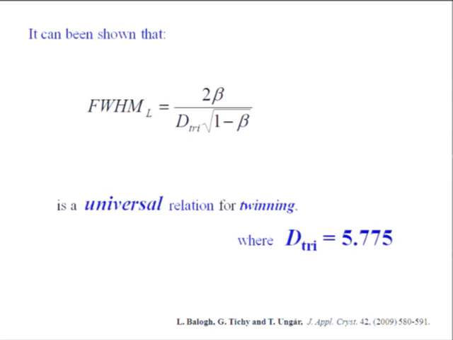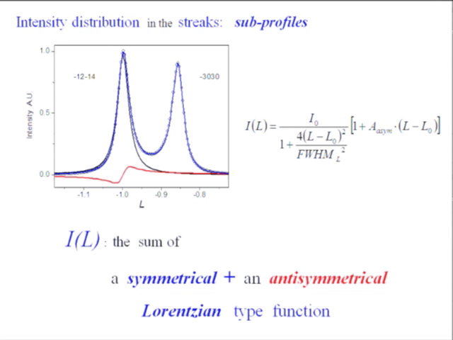It seems to be a magic constant, but it can be shown that this is a universal relation for twinning, apart from whether twinning is on the closed pack planes, or whether it is on the pyramidal planes. With this formula, we arrive at a profile function for twinning for any plane in the triclinic system.